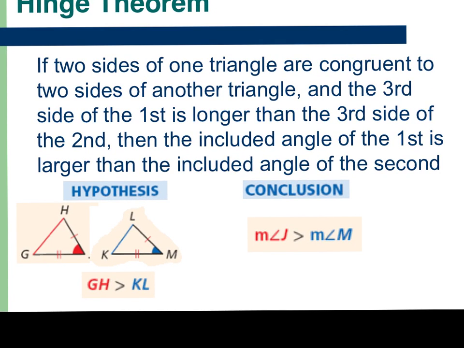So you still start the same way. You still have two pairs of congruent sides. So in this case, whoa, that's cut off. This should be J. HJ is congruent to LM, and GJ is congruent to KM. And then in this side, if GH is bigger than KL, then I know the angle opposite GH, which is J, is going to be bigger than the angle opposite KL, which is M.